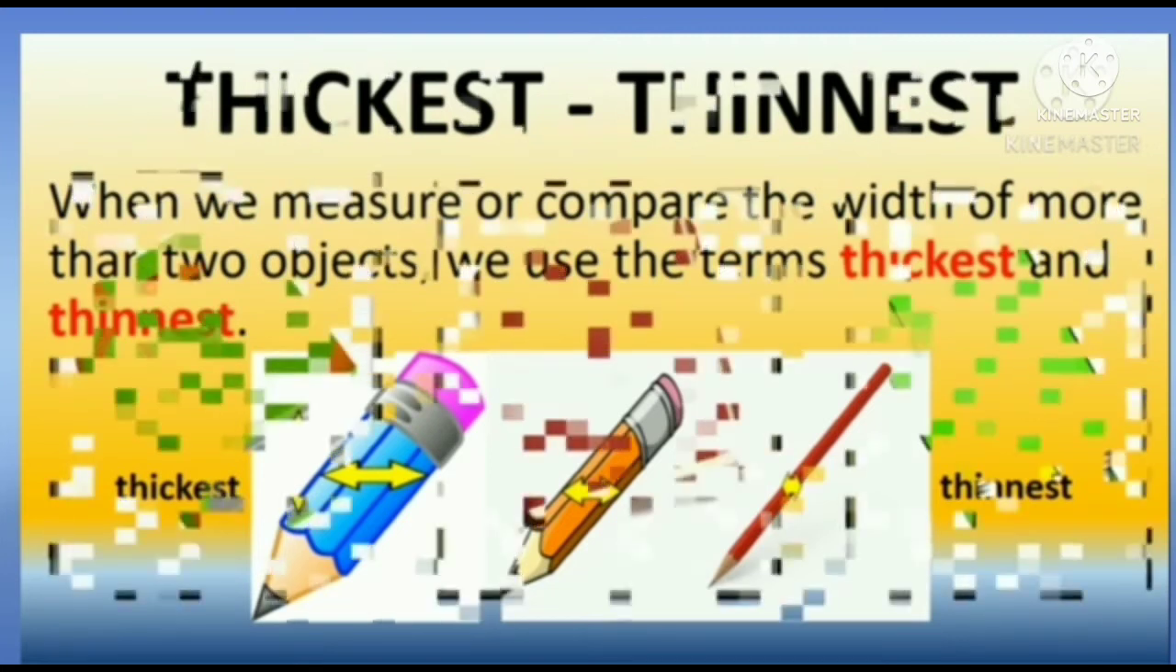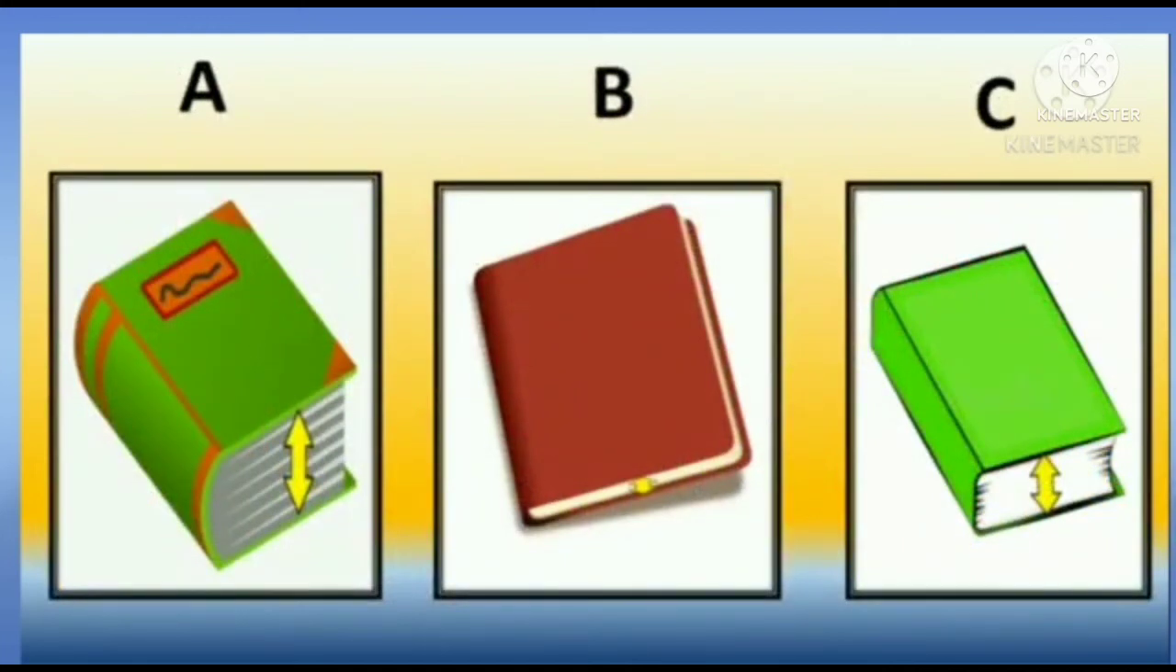Now students, let's understand this better with the help of an example. Now look, what do we have here? We have three books. Now students, the width of the books in picture A is more than the width of the other two books. Therefore, the books in picture A are thickest. Similarly, we can say the width of the books in picture B is less than the width of the other two books. Therefore, the books in picture B are thinnest.